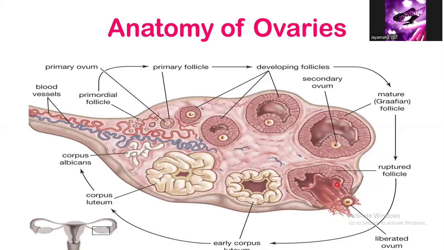Now, after ovulation, the empty follicle transforms into the corpus luteum. This is the early corpus luteum, which secretes hormones like estrogen and progesterone and supports a potential pregnancy. Then this corpus luteum matures and continues hormone production to maintain our uterine lining. If fertilization does not occur, the corpus luteum degenerates into a scar-like structure called the corpus albicans. So in this manner, follicular development occurs within our ovaries.